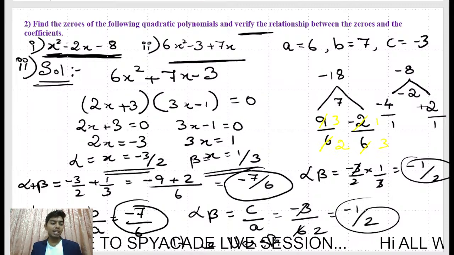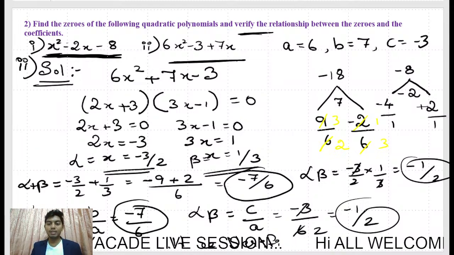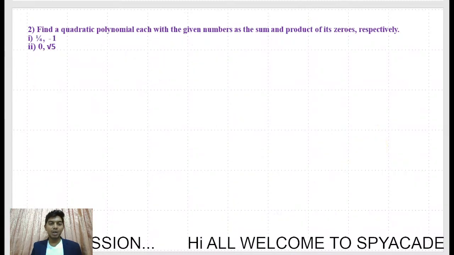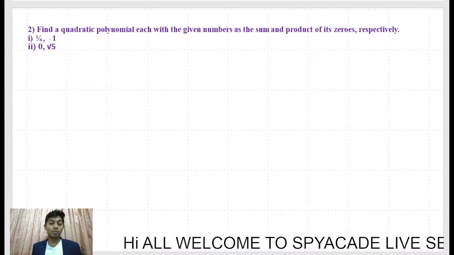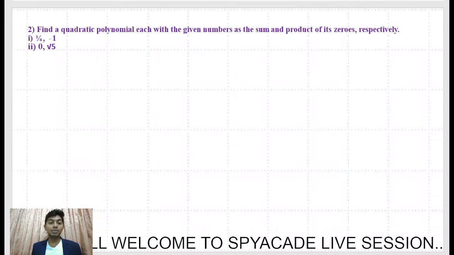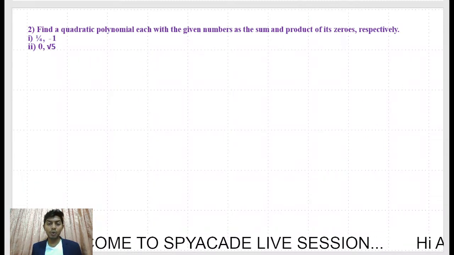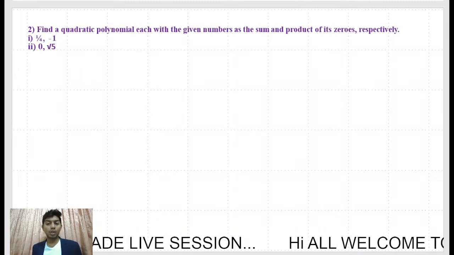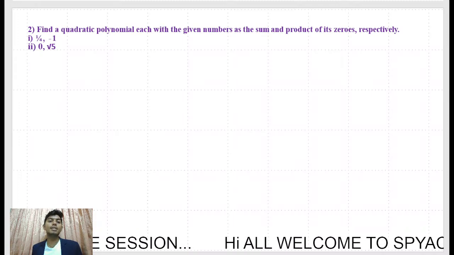Do any of you have any questions or any comments or any queries up to this? If something is there, please let us know. Okay, and then let's move on to the next question. That is question number 3. Find a quadratic polynomial with each of the given numbers as the sum and product of its zeros respectively.